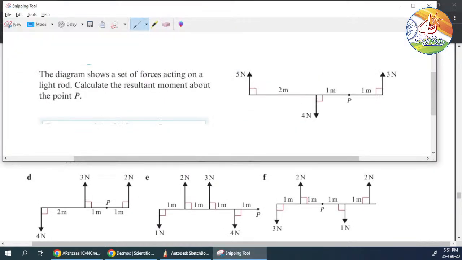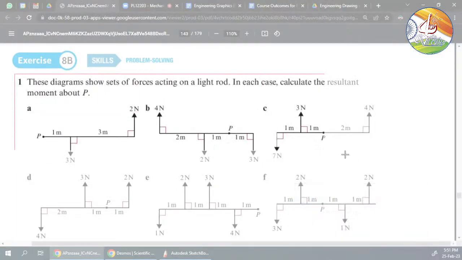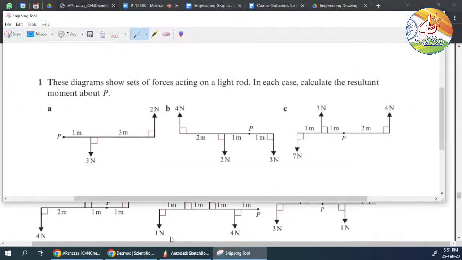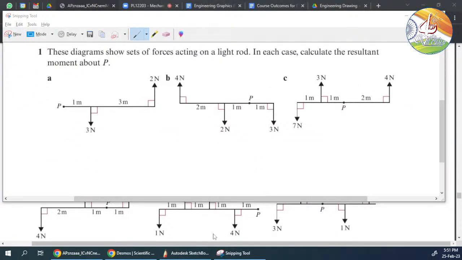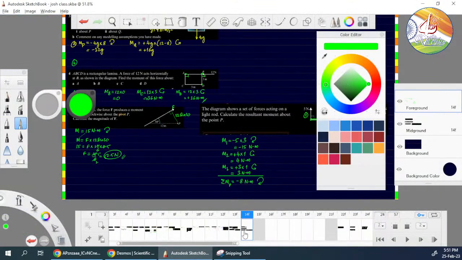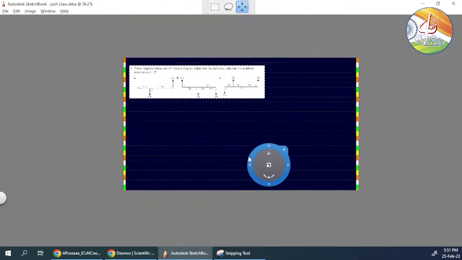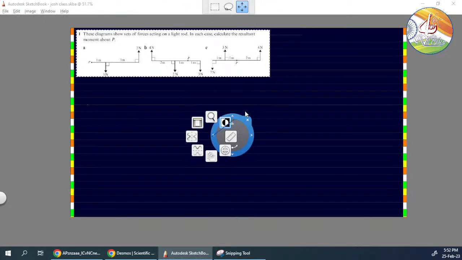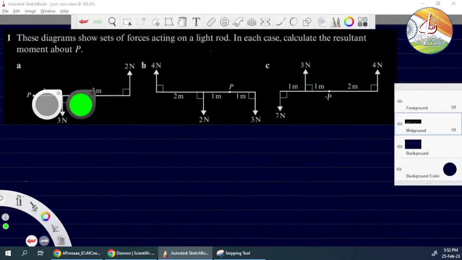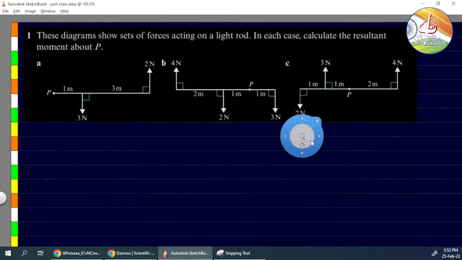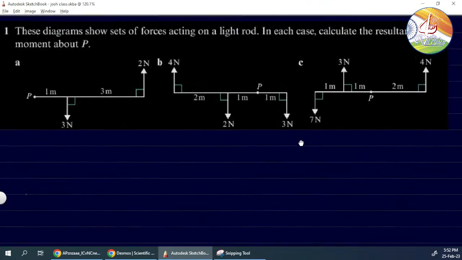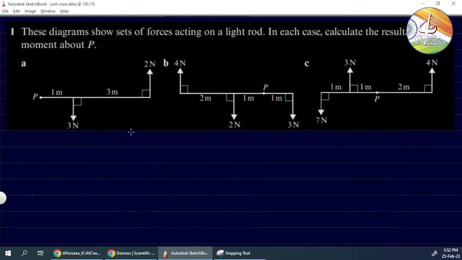So here some more problems are given. Let's quickly go through them. So here the point P is here. So shall I do it directly? Sum of moments about point P. Let me do it directly.